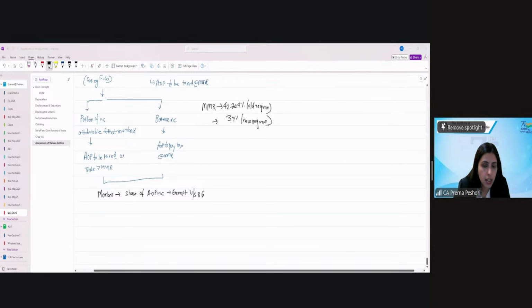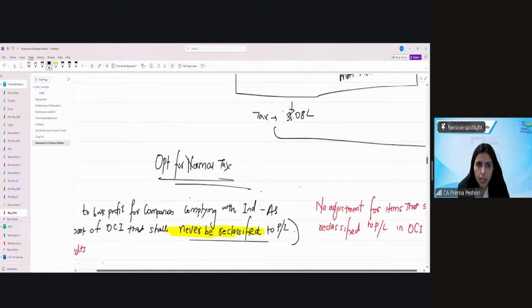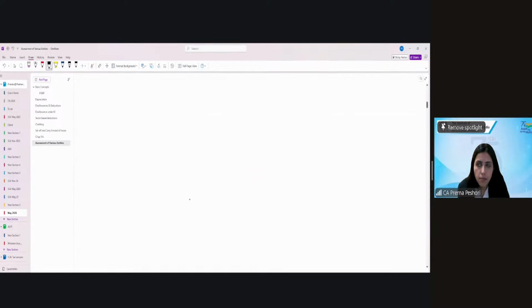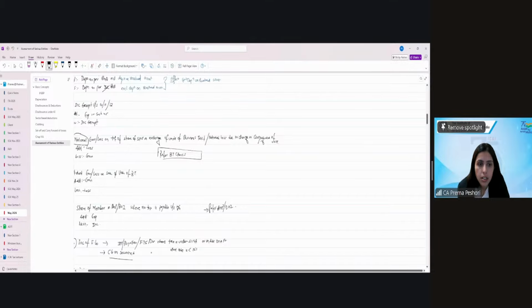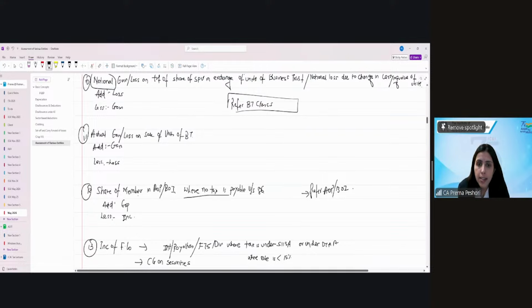under section 86. Now, can you recollect something around this point under MAT? Share of members in AOP or BOI where no tax is payable under section 86. For that, any expenses we will add back, and for any income we will reduce. Correct. So, if we go back to our MAT classes, here we had written that add or less the share of the member in the AOP or BOI when no tax is payable under 86. We used to add expense and less income. We also did a sum on this point, right?